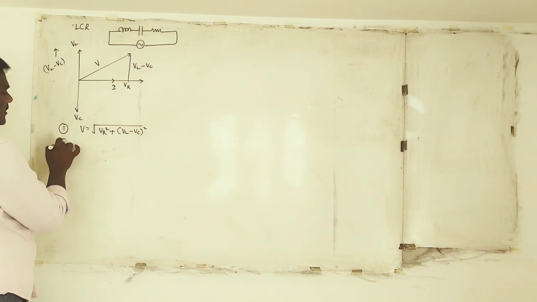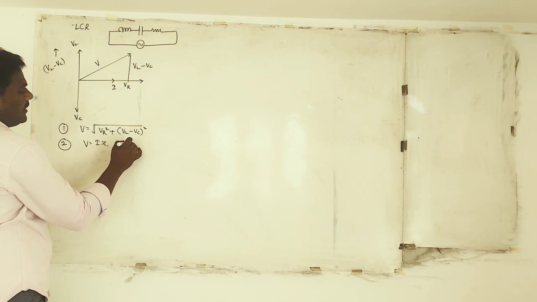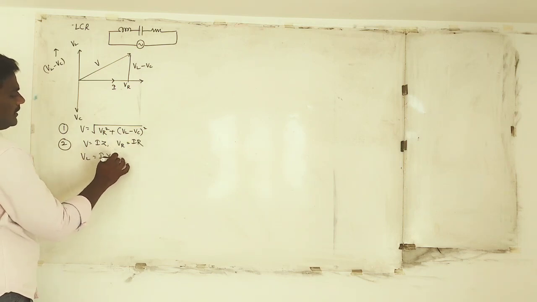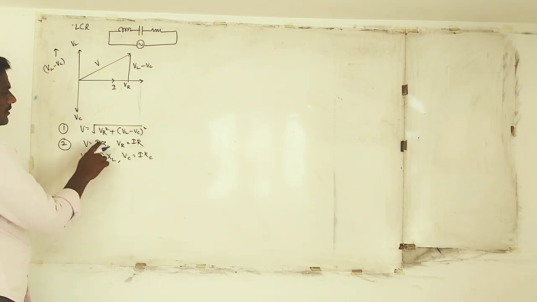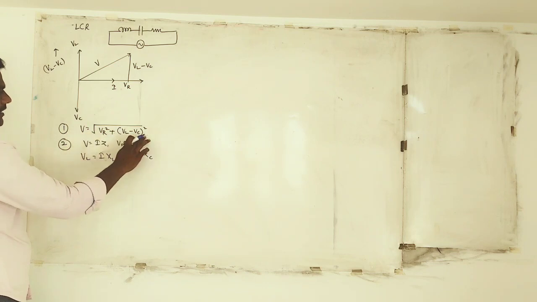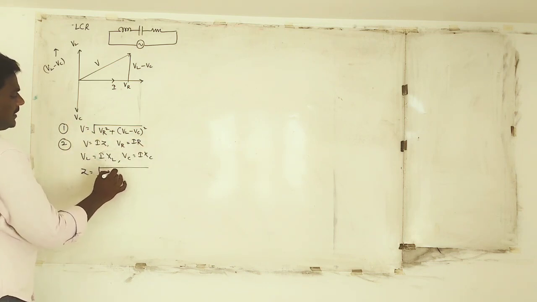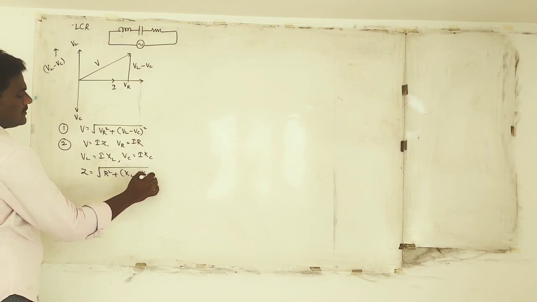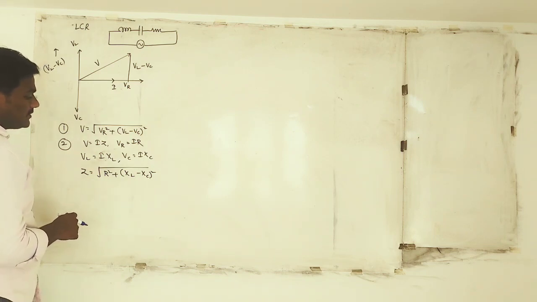Now, going to the second step, I will take V as IZ and VR as IR, and VL as I into XL and VC as I into XC. Now if you substitute in this step and take I common and cancel it, you will get Z, which is impedance, equal to the square root of R square plus (XL minus XC) whole square. Similar to the last cases where you had two elements.